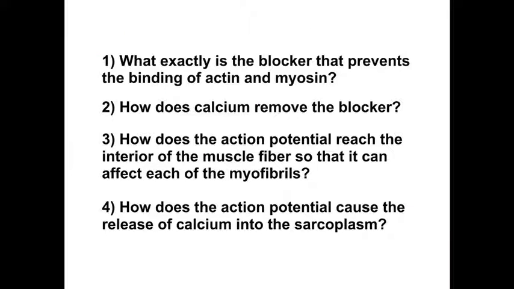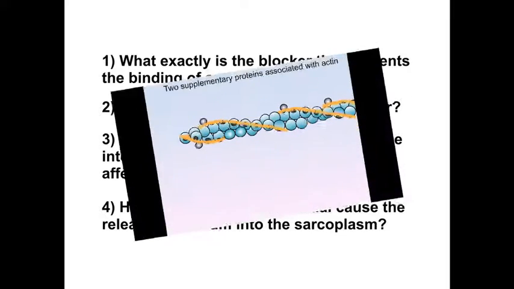But what exactly is the blocker that prevents the binding of actin and myosin? How does calcium remove the blocker? How does the action potential reach the interior of the muscle fiber so that it can affect each of the myofibrils? And last of all, how does the action potential cause the release of calcium into the sarcoplasm?